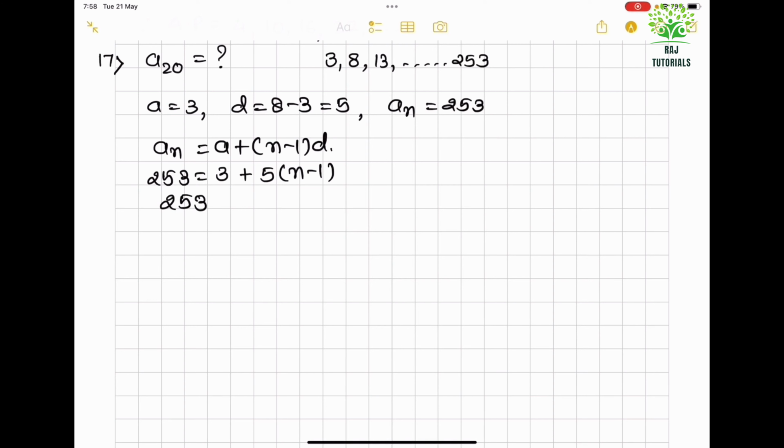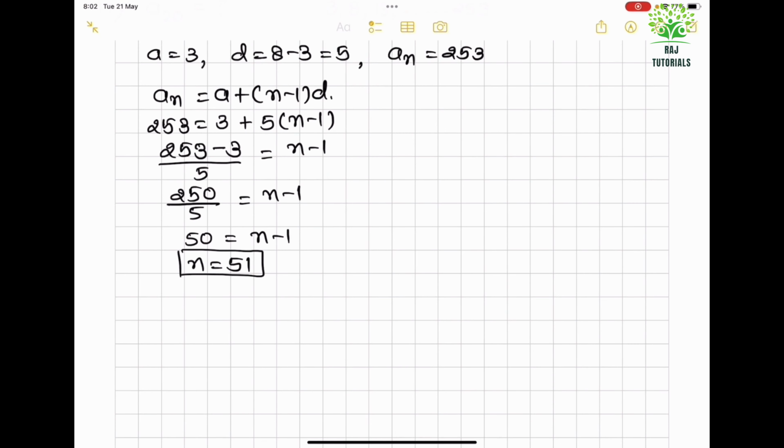So my n value will be 253 minus 3 divided by 5. That will be the total number of terms here. So 250 upon 5 equal to n minus 1. So 50 will be equal to n minus 1. So n equal to 51 terms. Now if I cut 20 from 51, I will get the 32nd term. So A32 I have to find.